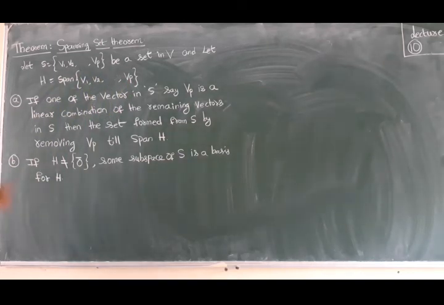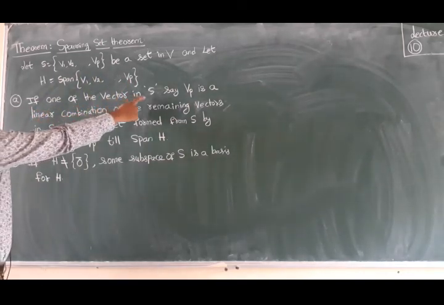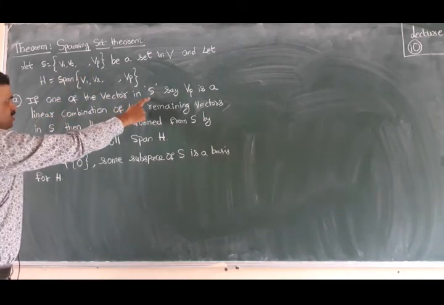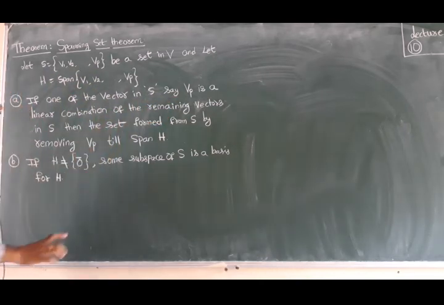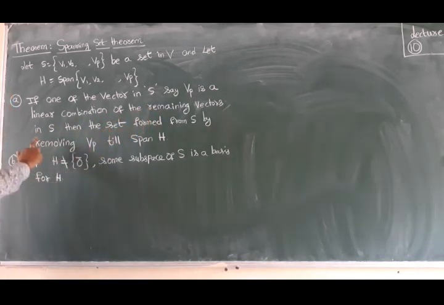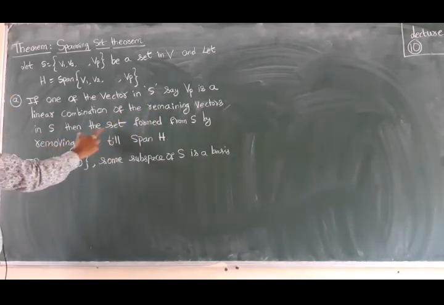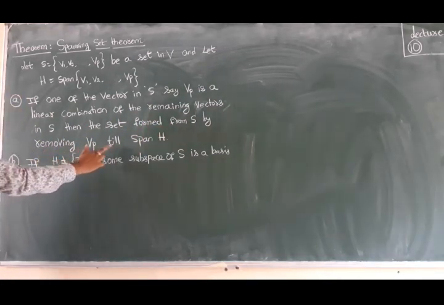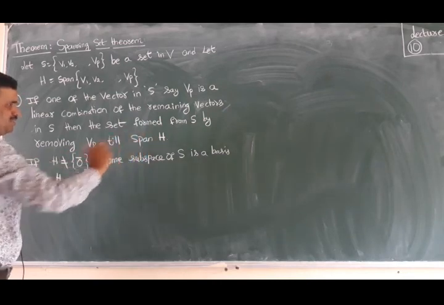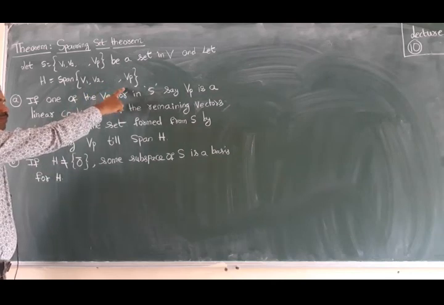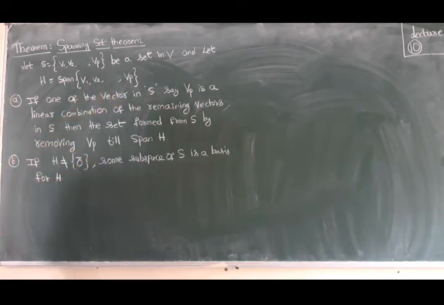First, number one, if one of the vectors in S, say Vp, is a linear combination of the remaining vectors in S, then the set formed from S by removing Vp still spans H. Nothing but if you remove one of the vectors from here, then again the remaining vectors also span. That we have to prove.